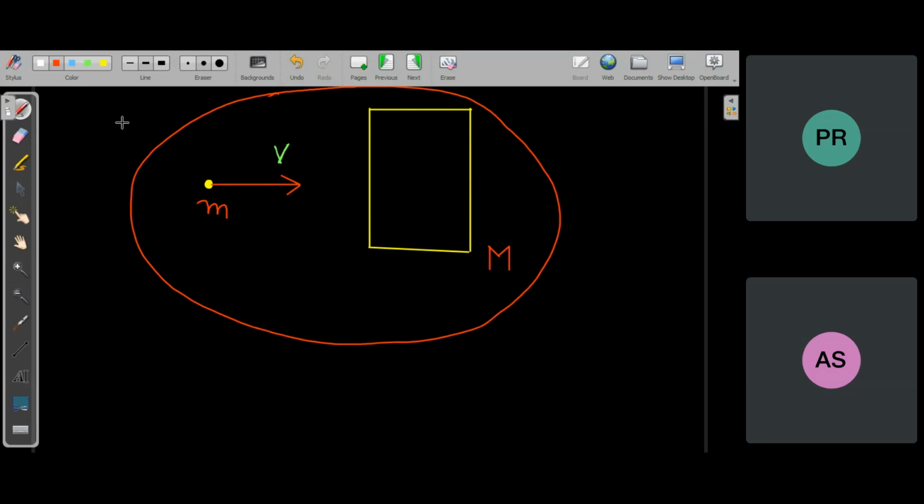Momentum means the product of mass and velocity, mv. So, sir, is there a law of conservation of velocity? No, I'm not saying the momentum of the particle alone is conserved. I am saying the momentum of the particle plus this block system will be conserved.